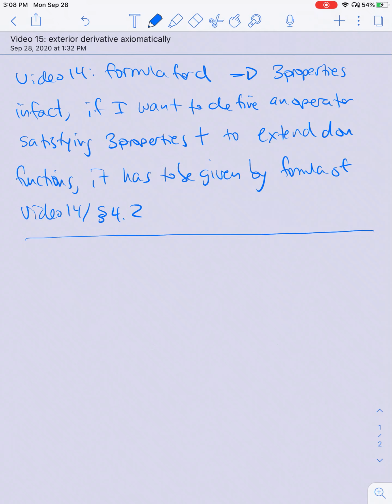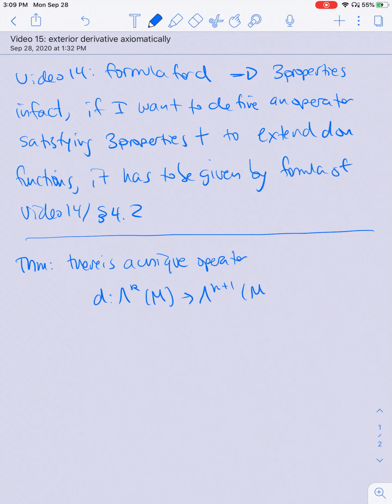So right now what we're going to do is assume that we basically haven't seen everything we saw in the previous video. So we're going to try and prove that if I want d to satisfy the three properties, then it has to be the d of the previous video. So the theorem is there is a unique operator d, which goes from k-forms on any manifold to k plus 1 forms on that manifold, and we call it the exterior derivative, satisfying the following properties.